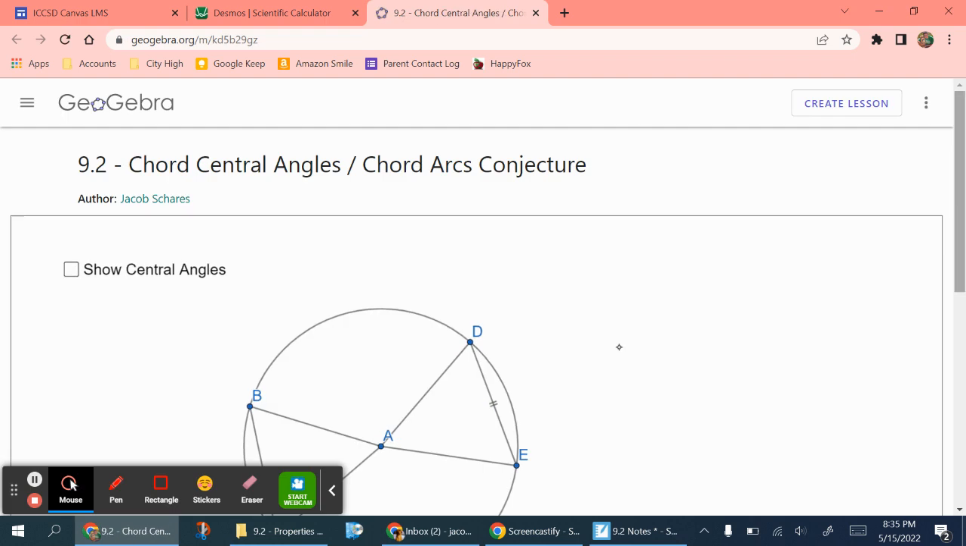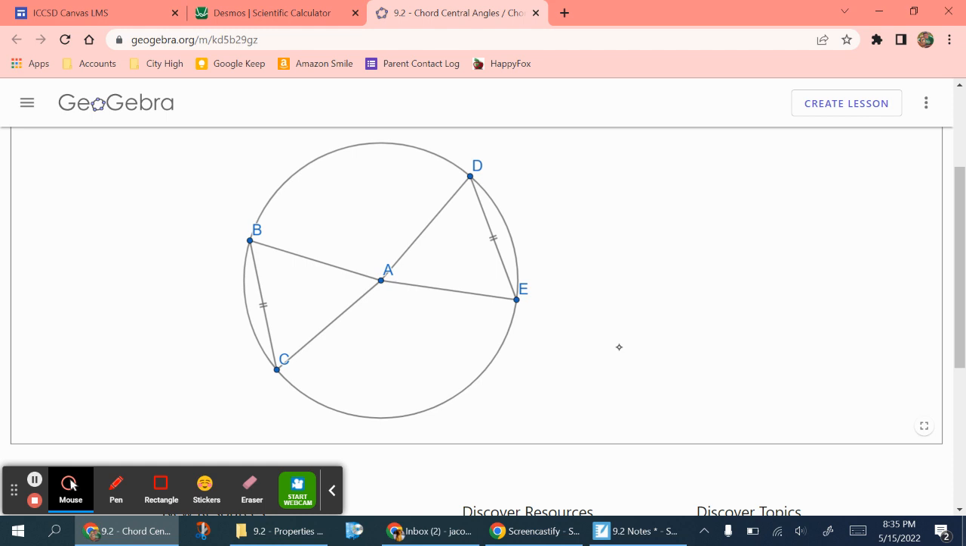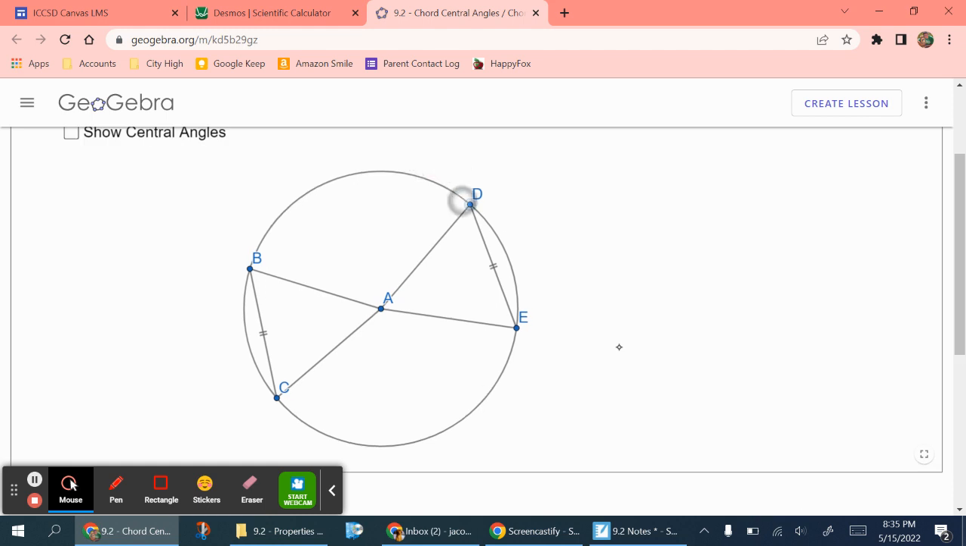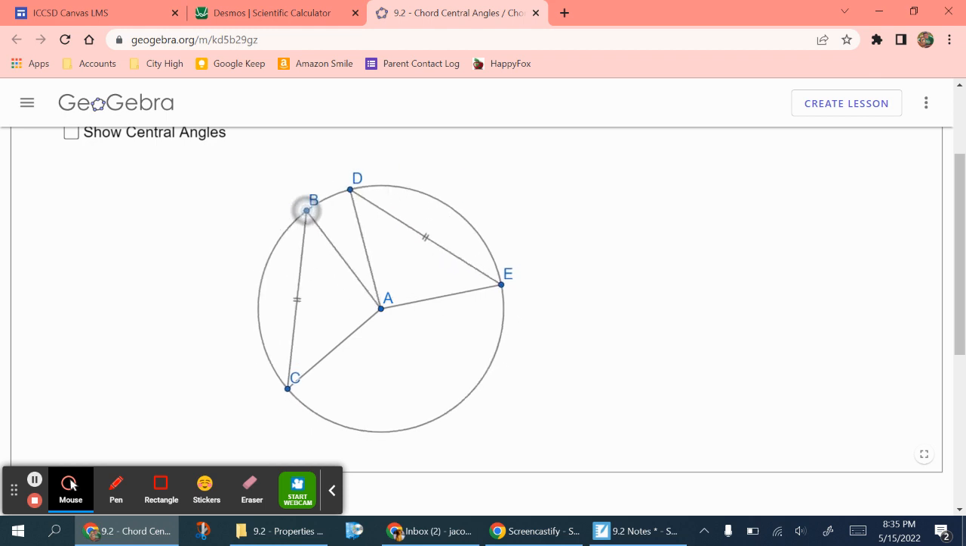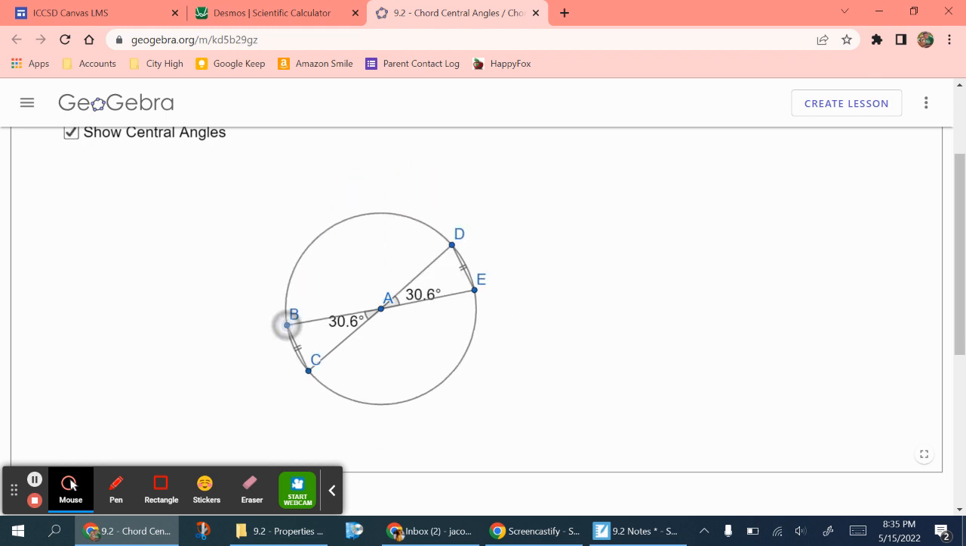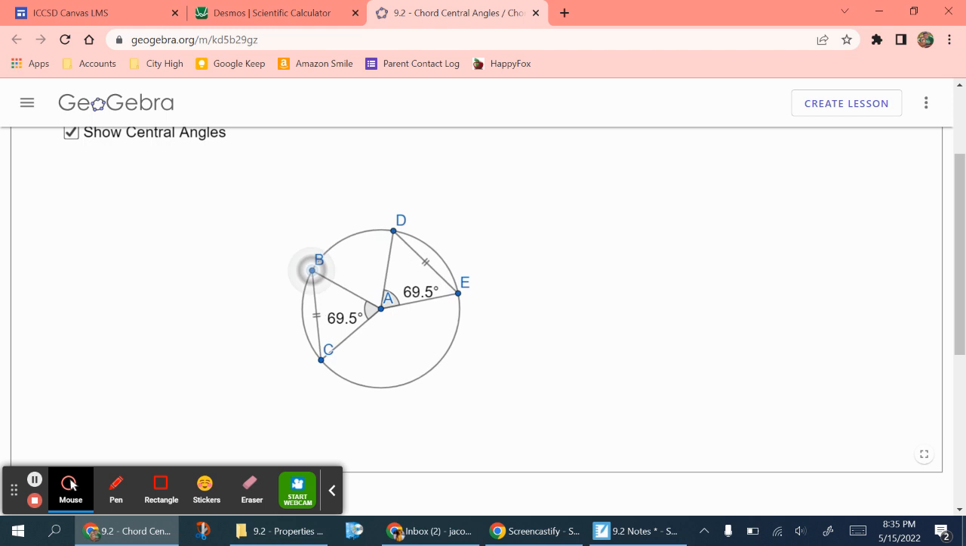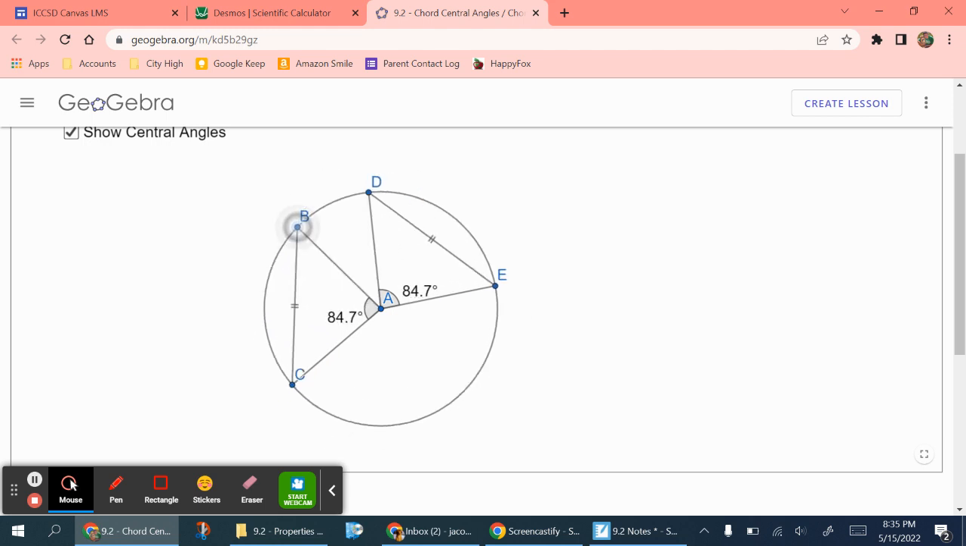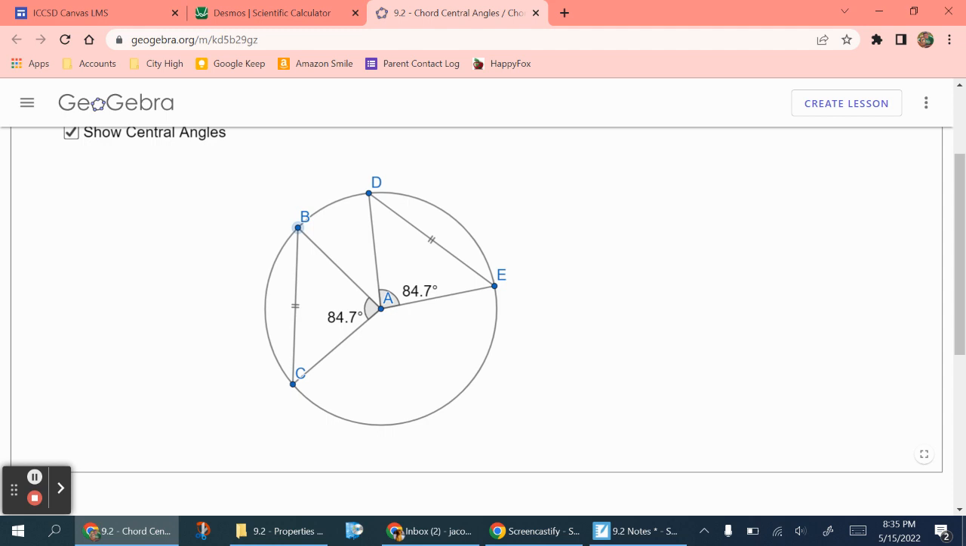And you can see here, I've got it so that these chords are the same. I can move them around. It does seem to want to break on me. Come on, you're not going to let me drag it around? It does want to break on me there. I'm not sure what I did wrong on that one. But if I show the central angles, you're going to see until it breaks, they always stay the same. And that should make sense.